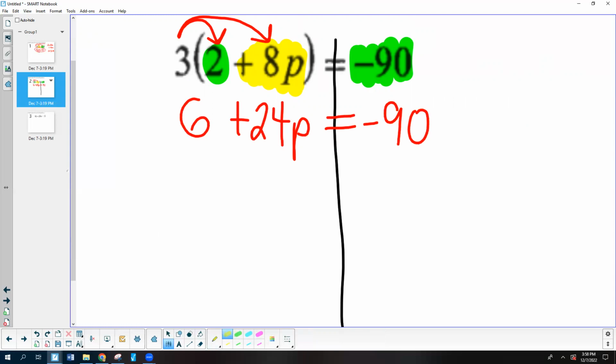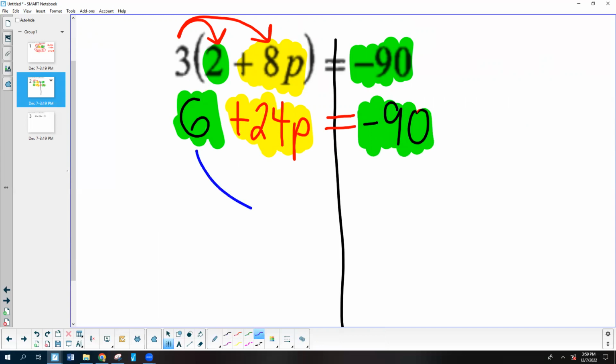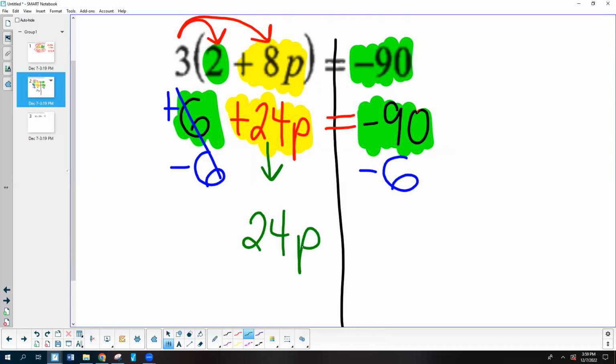Now we've got 24p, and we've got our constants on either side of the equal sign. Notice all of our variables are on one side, on the left side. So we need to move 6 over to the right. This is a positive 6. The opposite of a positive 6 is to subtract 6. We're going to subtract 6 from both sides. So we've got 24p, and I don't need to bring that plus sign down because it's just a positive. That's all it's meaning. -90 minus 6.